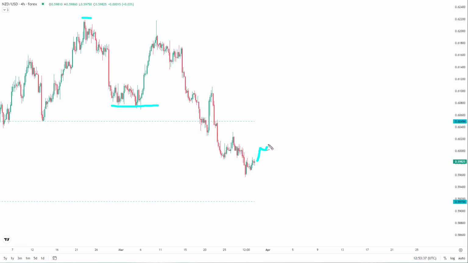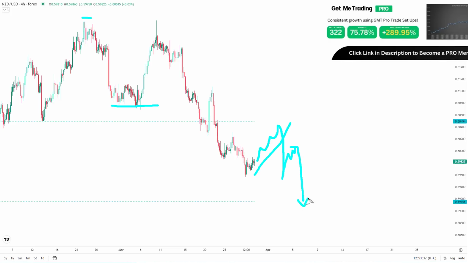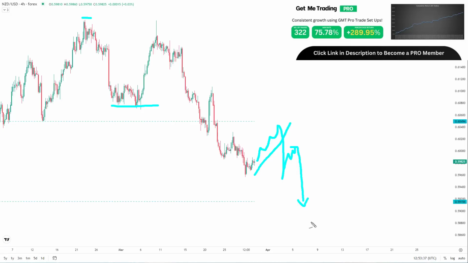What I'd like to see is I'd like to see this market pull back towards 0.60490. And you can look for that intra-week breakout to the downside, looking for the pullback, and then a follow through into the 0.59156. So that's your breakout trading to the short side.